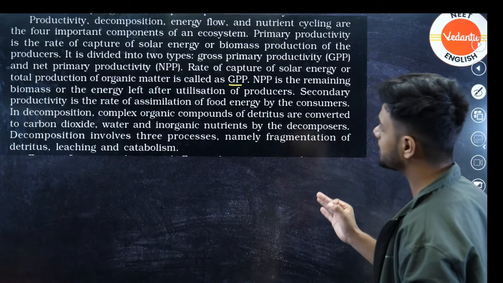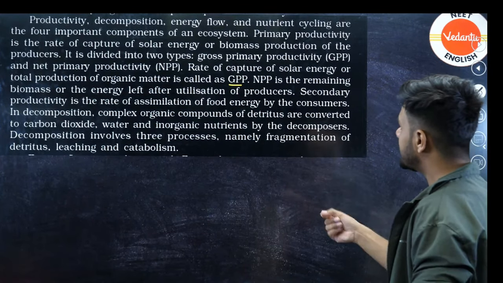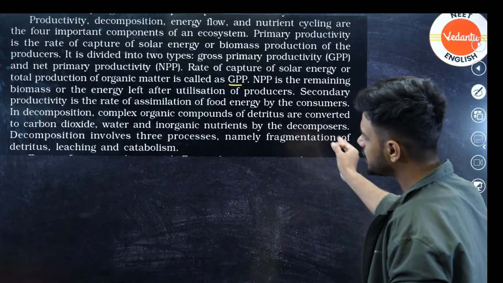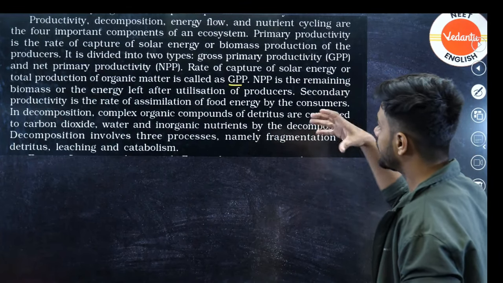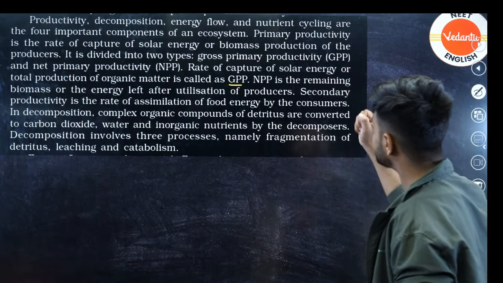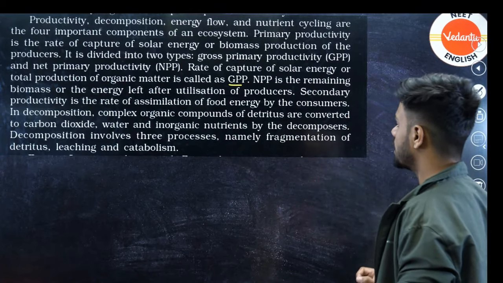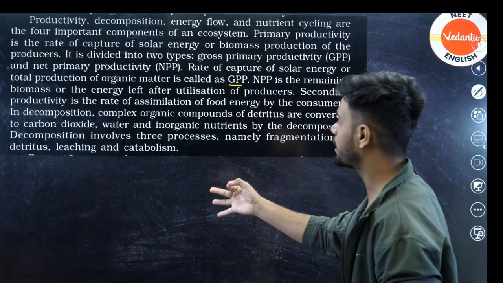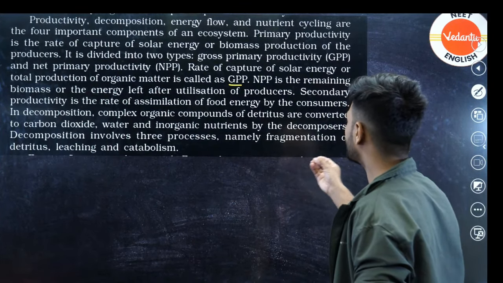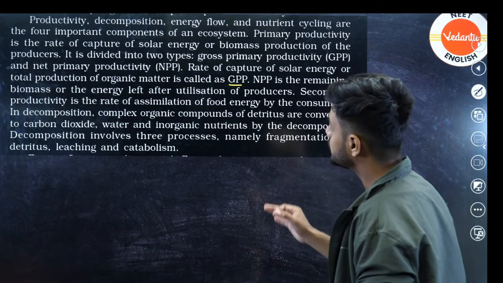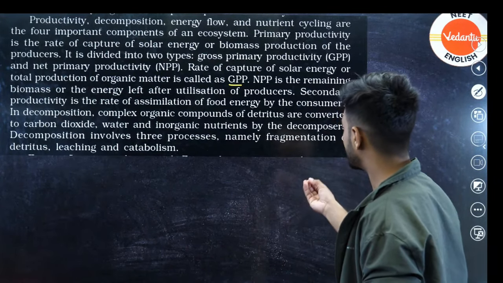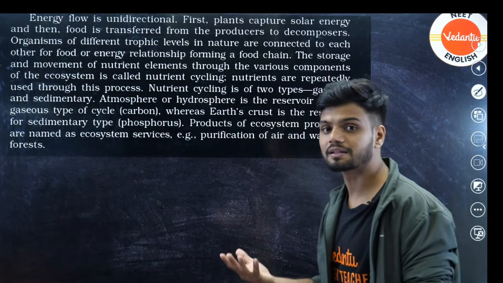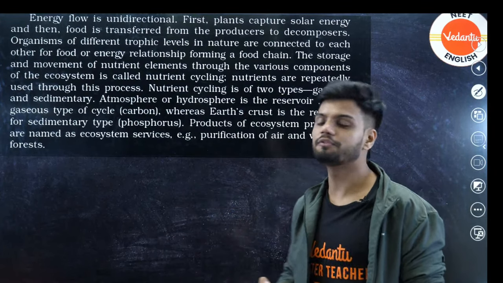NPP is the remaining biomass or energy left after utilization by the producers. Secondary productivity is the rate of assimilation of food energy by the consumers. In decomposition, complex organic components of detritus are converted into carbon dioxide, water, and inorganic nutrients by the decomposers. Decomposition involves three processes, namely fragmentation, leaching, and catabolism. The other two are mineralization and humification.